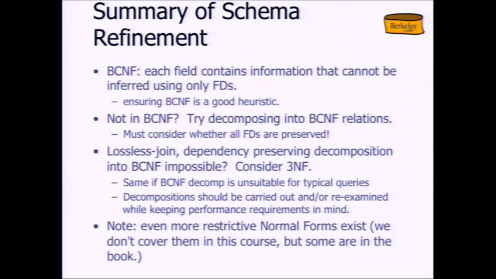All right. Ensuring BCNF is a good thing to do. It will keep you from having anomalies. If you're not in BCNF, you should try to decompose into BCNF. But make sure that you preserve all your FDs along the way. If it's not dependency preserving, it might be expensive to maintain. But you cannot always get a lossless join dependency preserving decomposition into BCNF. I'm sorry. Maybe then you use 3NF. I don't know.